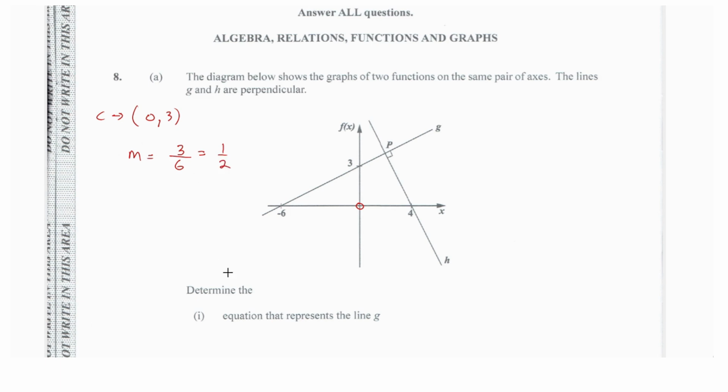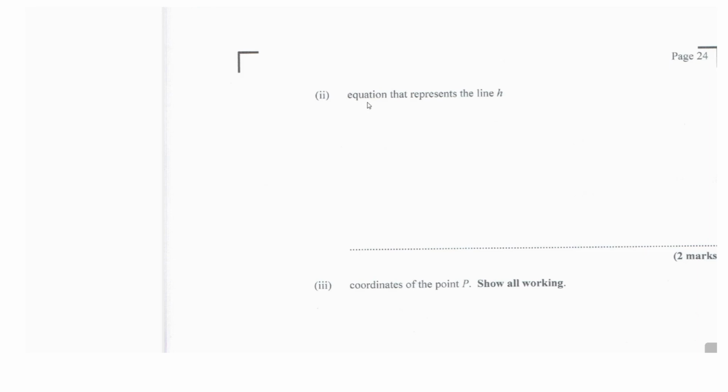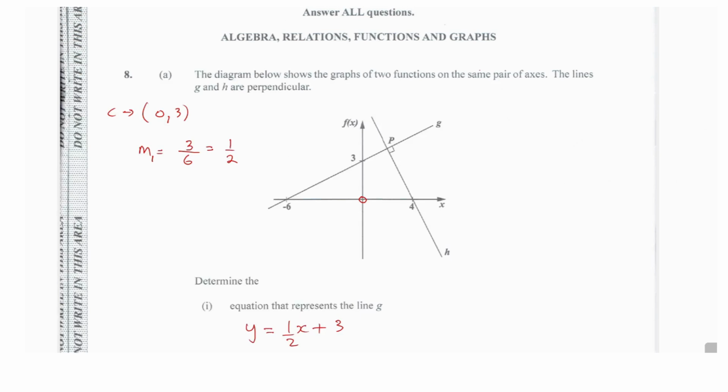So we can write the equation as y equals mx plus c. So we have then y is equal to m, which is a half, x plus c. C here is just 3. So that's the equation of the line that represents the graph G. So in part 2 we are asked to write the equation that represents the line H. So let's look back at the graph. So graph G and graph H are perpendicular, right?